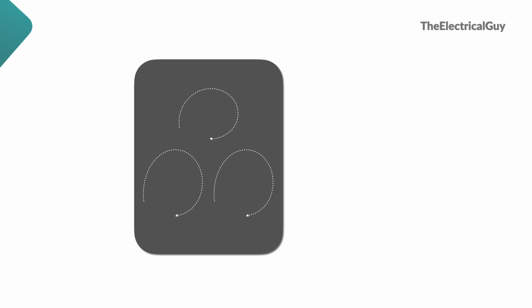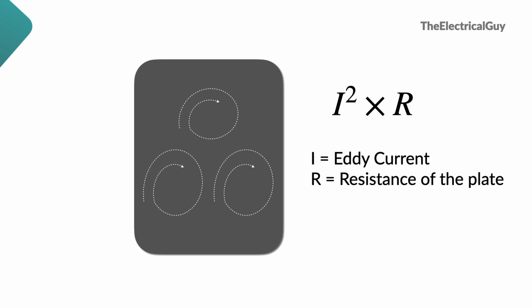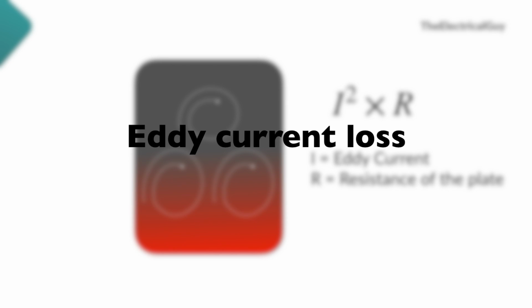This eddy current can be huge due to the low resistance of the plate. Eddy current causes I square R loss, where I is the eddy current and R is the resistance of the plate, which is very low. Because of the I square R loss, the temperature of the plate increases to a very high level. Sometimes it can also go beyond the allowed limits. Therefore, the plate becomes very hot. Interestingly, all of this is happening without even touching the plate. The losses which occur due to eddy current are called eddy current losses.